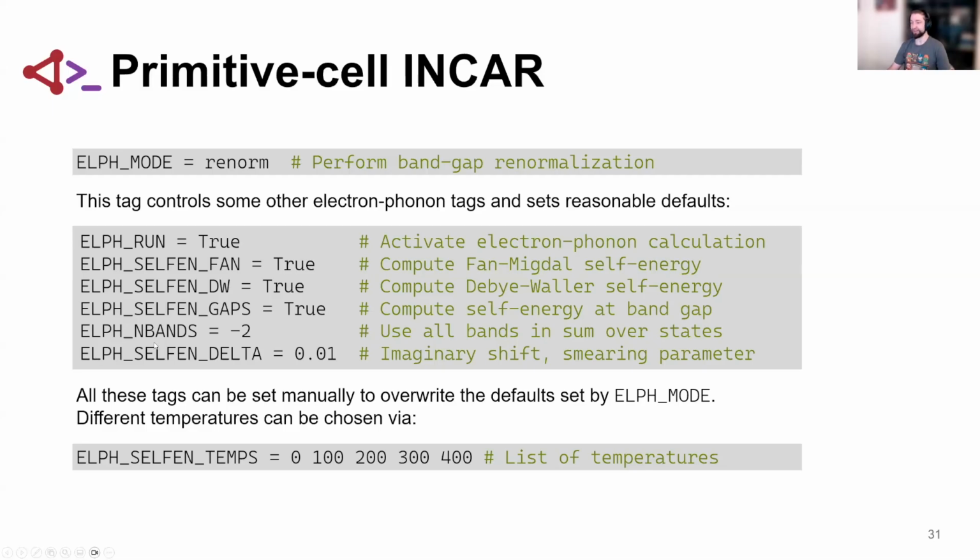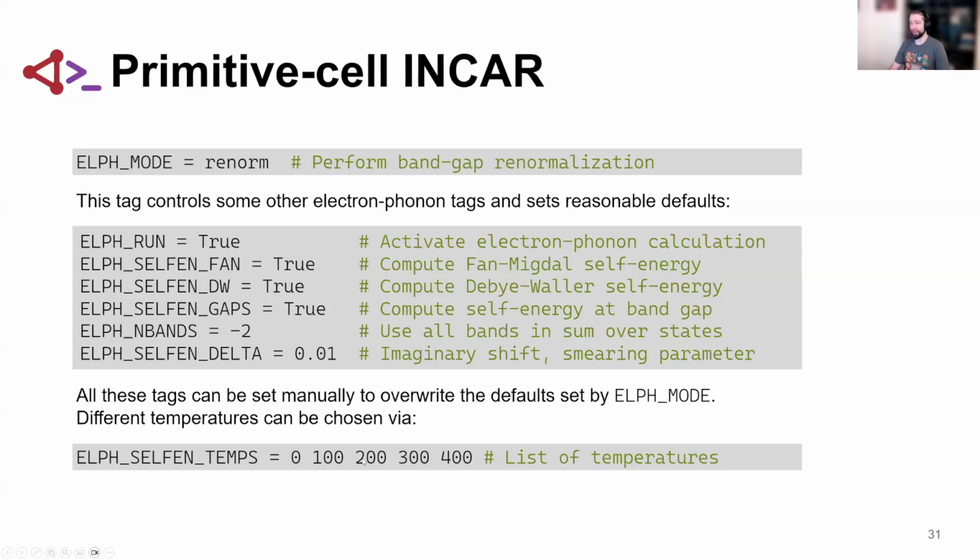And finally, it sets this ELPH_SELFEN_DELTA parameter, so that's the small imaginary shift, if you remember, to a small value. That is usually a good starting point. But that is something that in principle you also have to check and make sure that it gives you reasonable results. Of course you can set all of these things manually, so just putting this is fine as a starting guess, but then maybe you want to change this delta parameter. You can just set ELPH_MODE equals renorm, and in addition specify this delta tag manually, and it will override it.